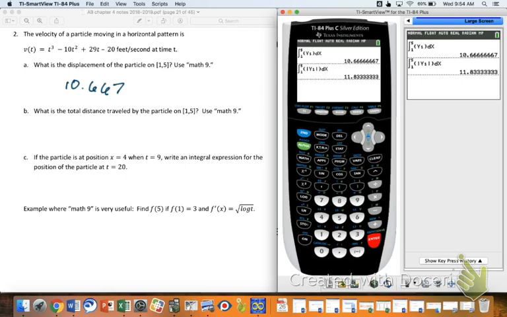That's not going to get it done, right? Not going to get it done. That's the right answer. We can all see it. It's right there. Or it is the right answer, but it's not going to get you the credit you want. What you need to do is write down your setup. Integral from 1 to 5 of v of t dt equals 10.667 feet or something like that. That's full credit. You're showing your setup.